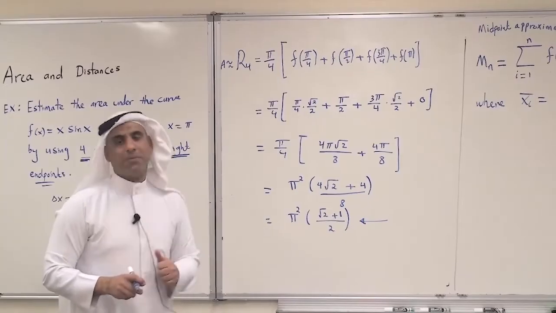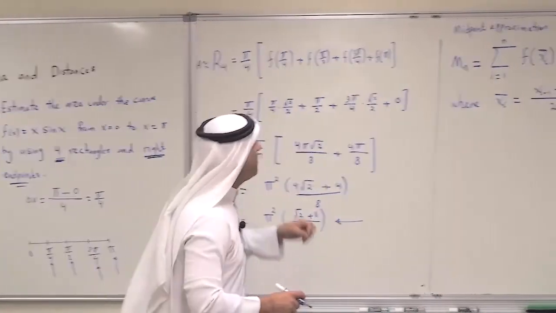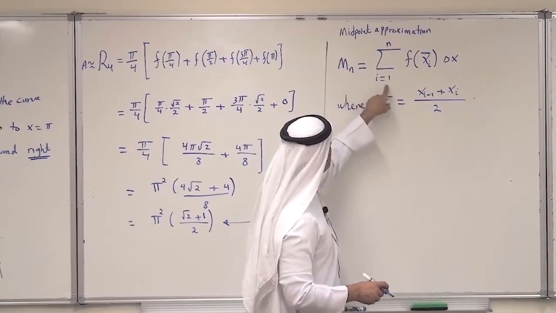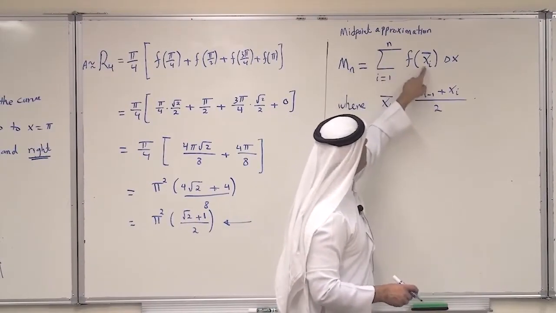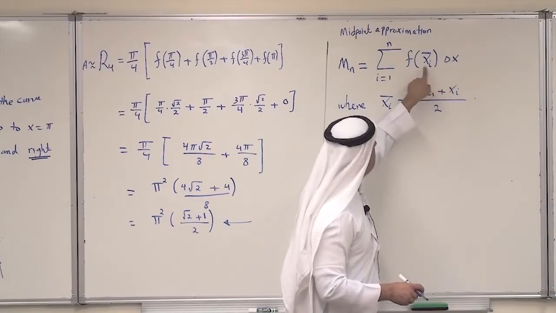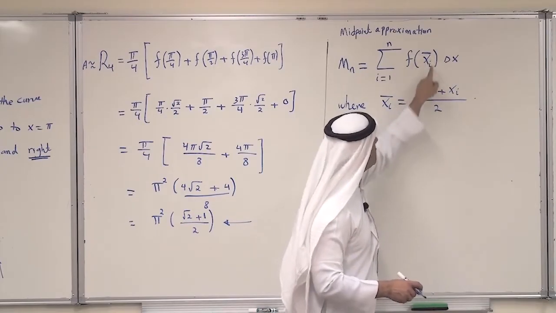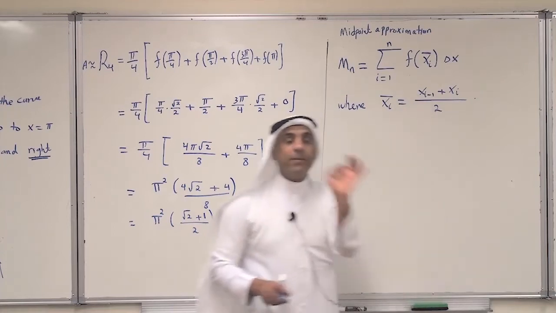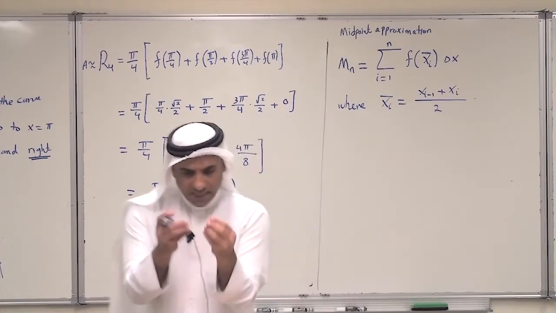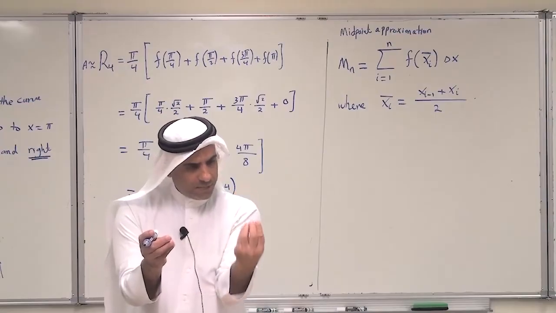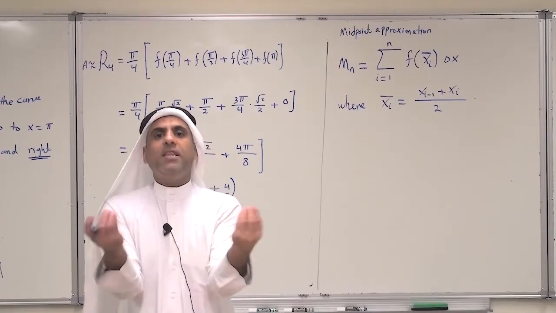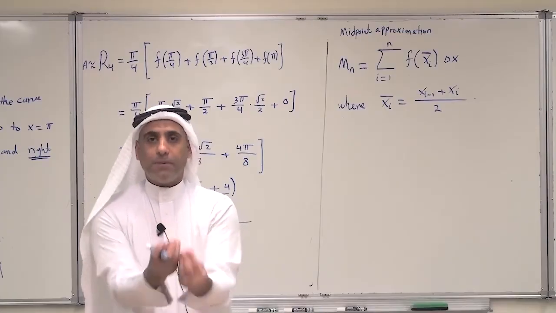Now, what is midpoint approximation? Simply, midpoint approximation is given by this formula. M_n equals the sum from i equals 1 to n of f of x_i bar times delta x. What is the sample point chosen here? It is the midpoint of each subinterval. You go to each subinterval, don't choose the left point, do not choose the right point, take the point in between, the middle point. So we call it midpoint approximation.